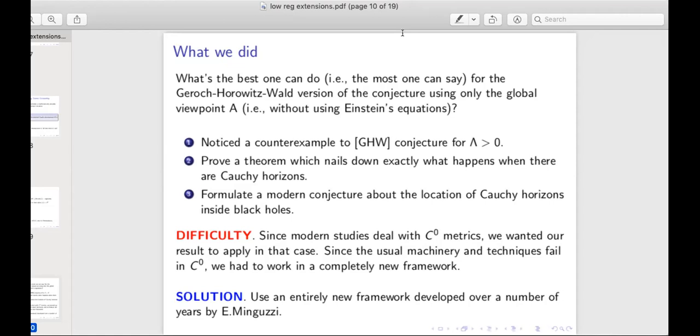So strong cosmic censorship is now a problem about PDEs. Okay, so now I come to the point of what did we do? What is this talk about? So far, I've just given you a broad introduction about strong cosmic censorship. So what did we actually do?